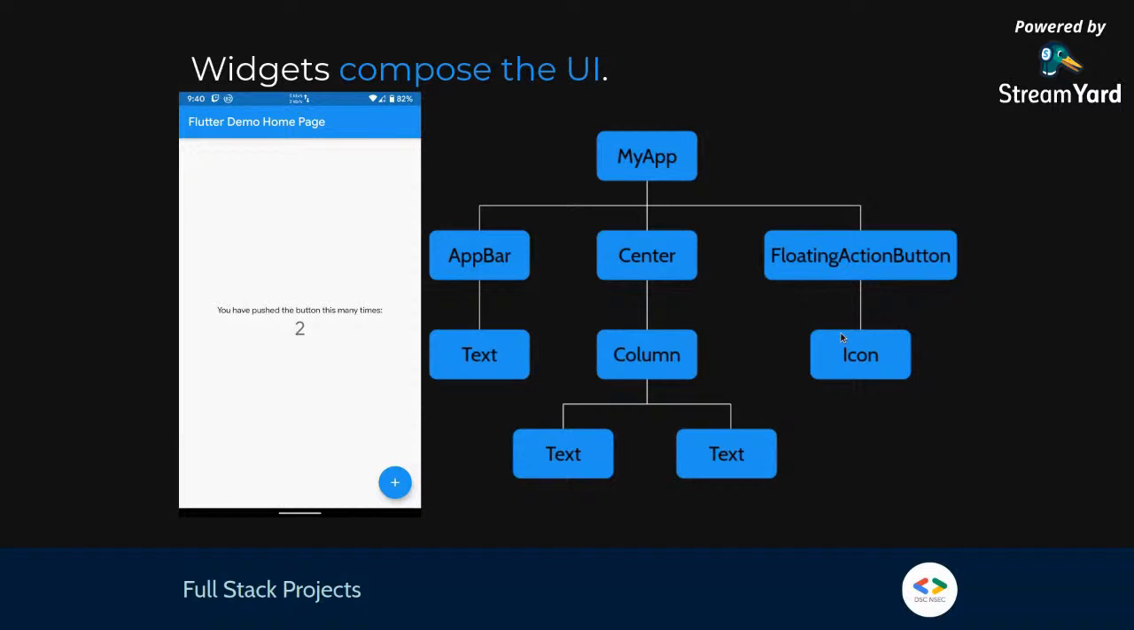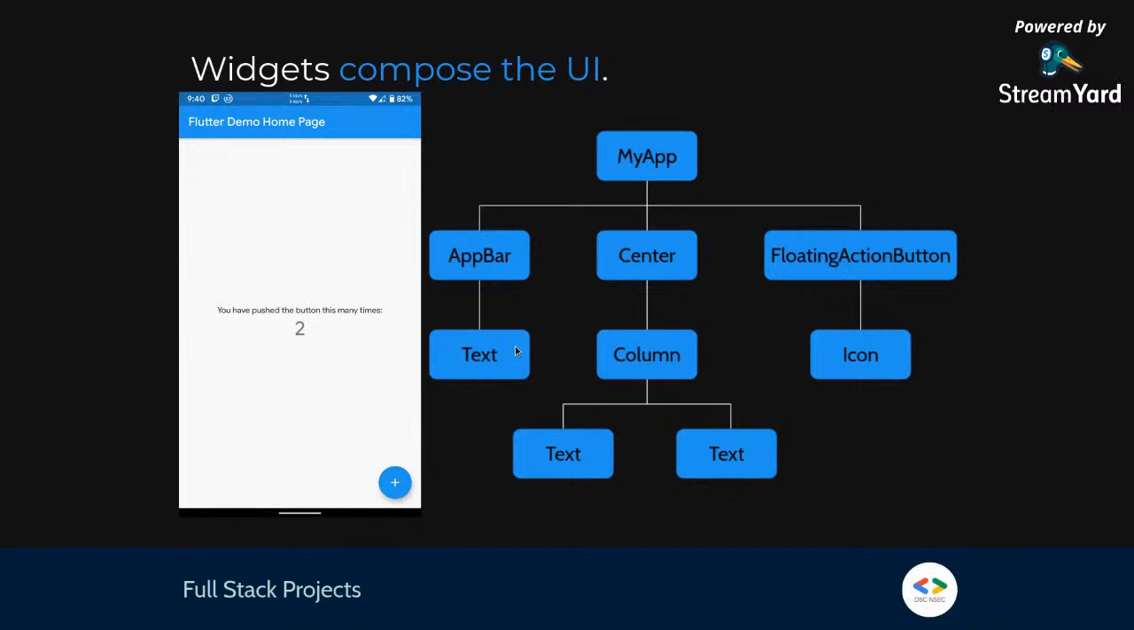Now, a terminology: that widget that is under a widget in this widget tree is known as the child of that particular widget. So, taking an example, this column is a child of center widget. This icon is a child of this floating action button widget. This text is a child of this app bar widget. In case of multiple widgets, we can say that they are children. So in this case, these two text widgets are the children of this column.